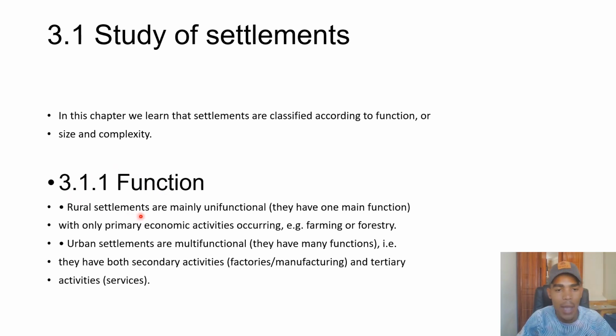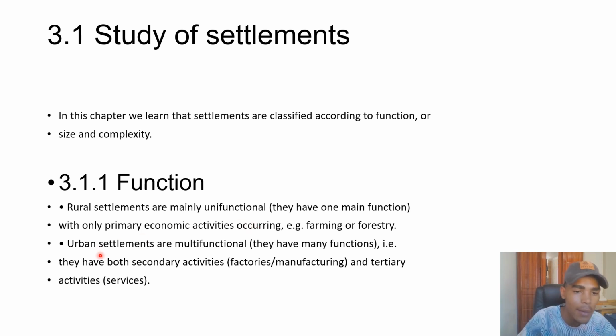Rural settlements are mainly unifunctional. They have one main function with only primary economic activities occurring, e.g., let's take for instance farming, forestry. Yeah, that's what we mean when we say it is unifunctional. It only involves primary activities.